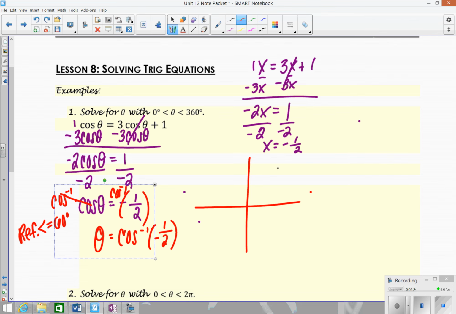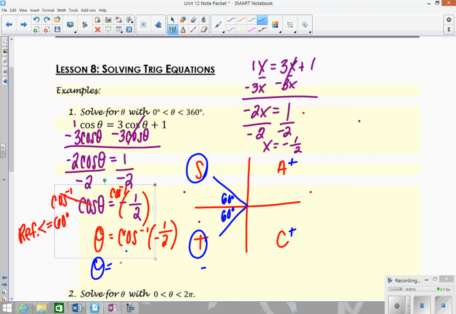Then when you look at your quadrants, remember All Students Take Calculus. Since this is a negative value, that tells me I have to be in the second and third quadrants, because cosine's positive here and they're all positive here. So I have a 60-degree angle here and a 60-degree angle down here. If you enter cos inverse of negative 1/2 into your calculator, it would give you 120, but it wouldn't give you the other angle, which is why you really have to know the reference angle.